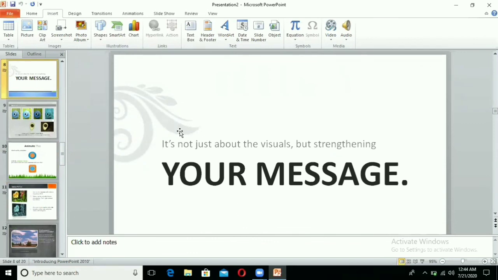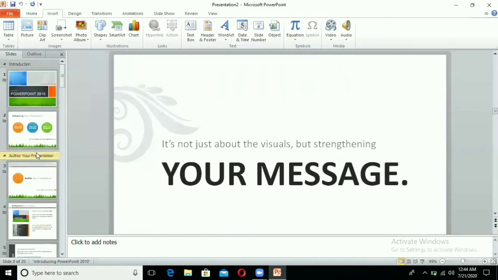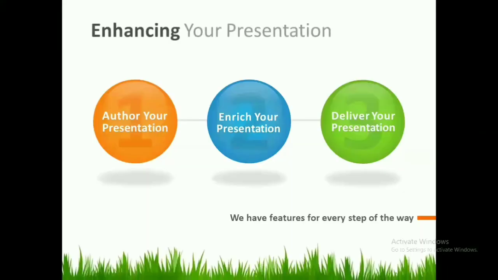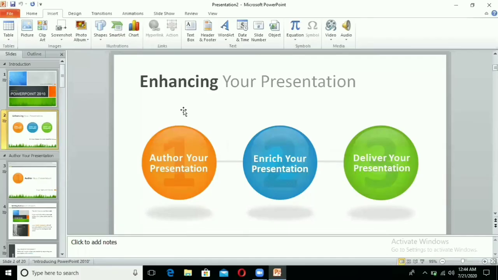So F5 is the shortcut key for the slideshow starting from the first slide, and Shift F5 starts from the current slide. Like at present I am in the second slide. If I press Shift plus F5, then it will start from the second slide. Clear? Now I am pressing the escape key. So this one is the predefined template.